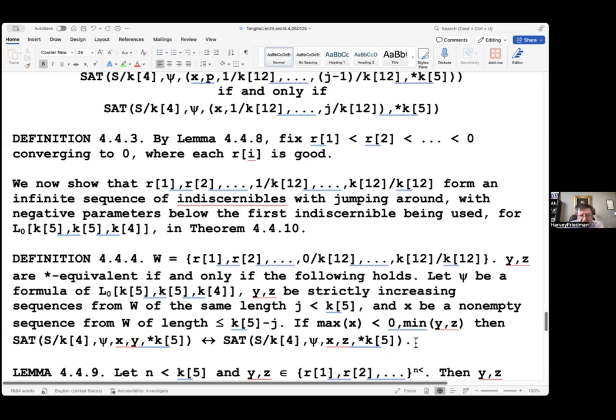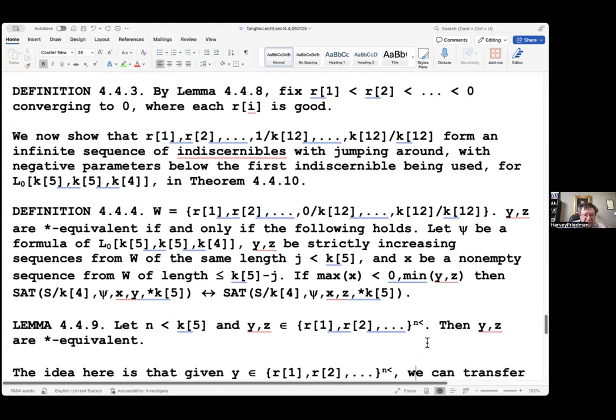See, this is what we want. We want to always have star equivalence, but we have to define it first. So it means that Y and Z behave the same with respect to parameters low down. That's what this means. And Y and Z are from this nice set here. All right, so that's what we want.